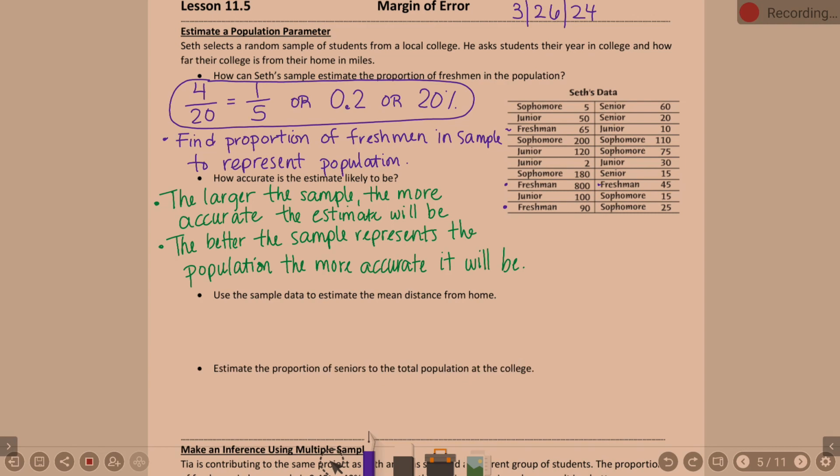It asks us to use the sample data to estimate the mean distance from home. How are we going to do that? Okay, add them all up, divide by the number of numbers, which in this case is going to be 20. That's the reason I'm hearing a lot of calculators come out. Asking us to use the sample to estimate the mean distance from home.